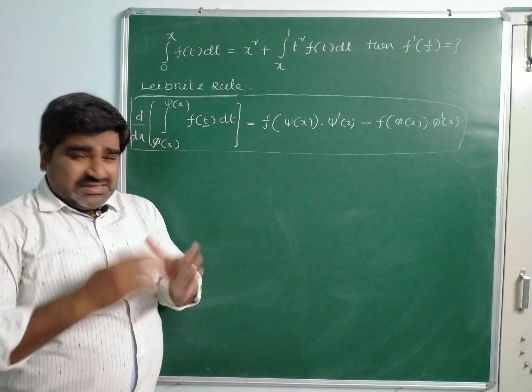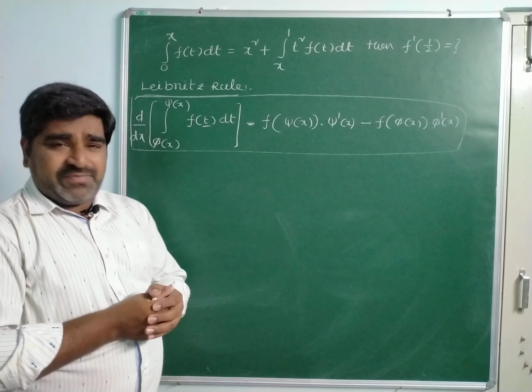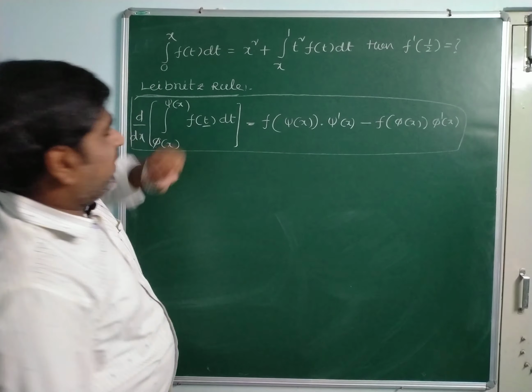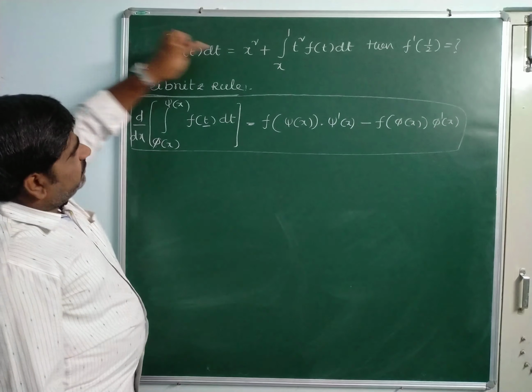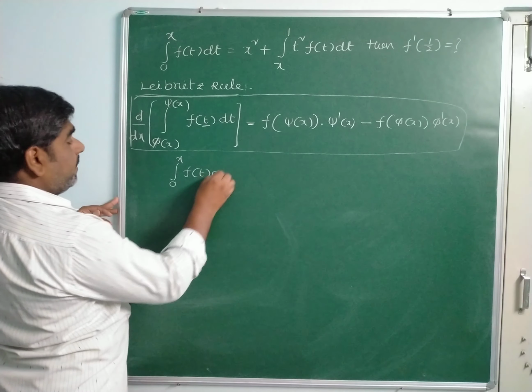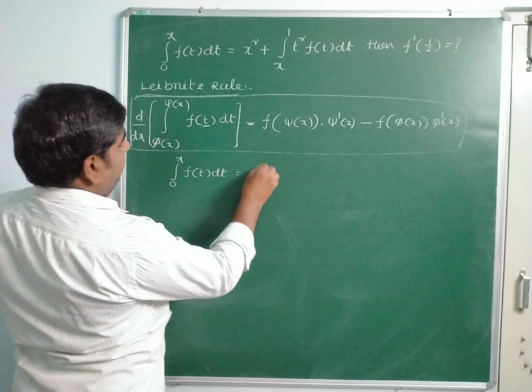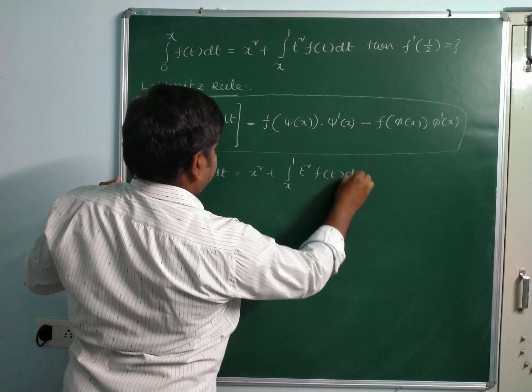Frequently, you are asked questions based on the Leibniz rule in Mains. So this is a question based on this Leibniz rule. Here the limits are in terms of x, and here also the limits are in terms of x. The integral from 0 to x of f of t dt is equal to x square plus the integral from x to 1 of t square into f of t dt.